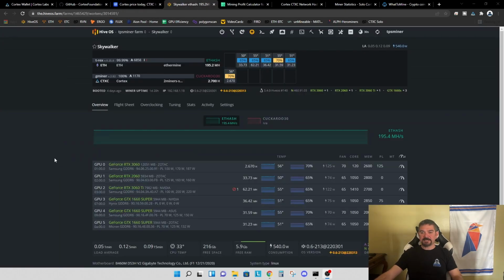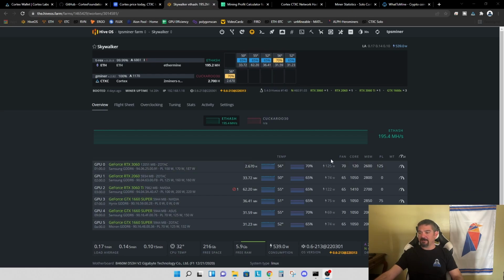So here in HiveOS, let's take a look at the setup we have for mining Cortex. We are using Gminer. One of the rigs we're on version 2.82. The other one we are on 2.88, but I don't expect that will make a difference. There are no changes between the two versions that would impact Cortex mining. We are using our RTX 3060 Zotac 12 gigabyte graphics cards.